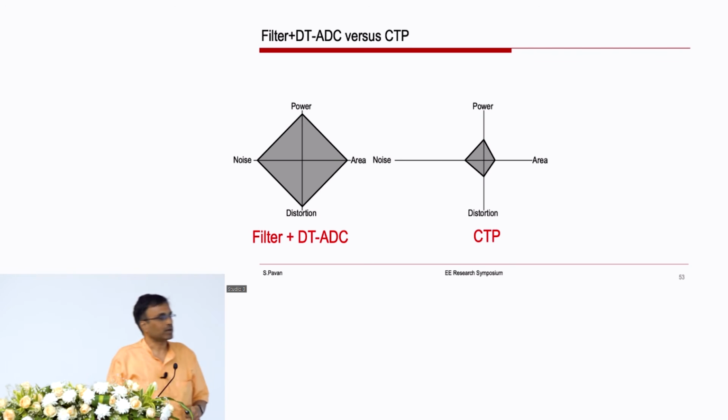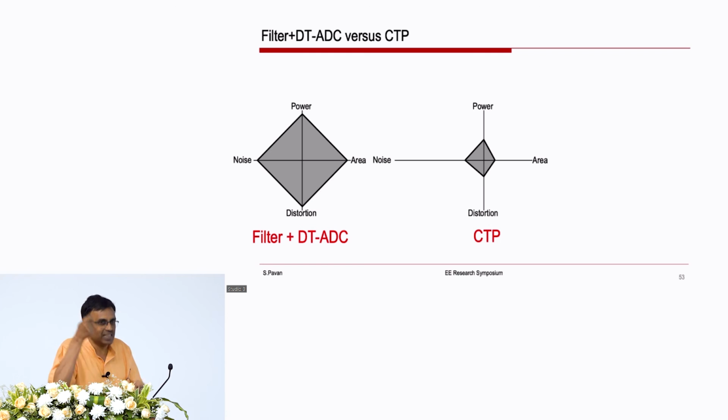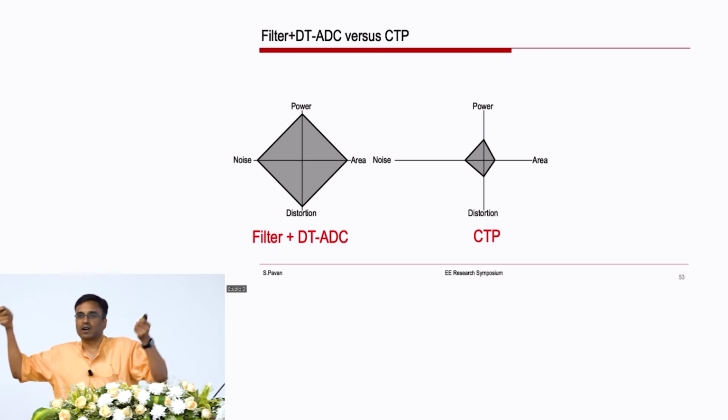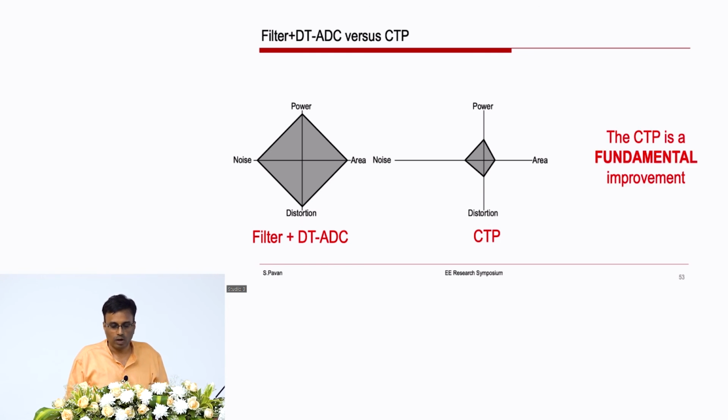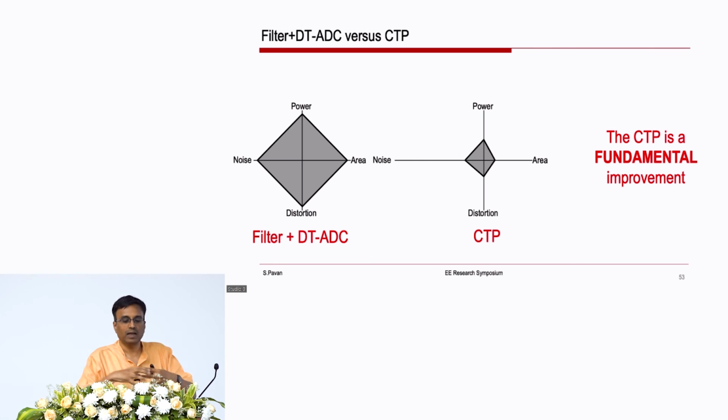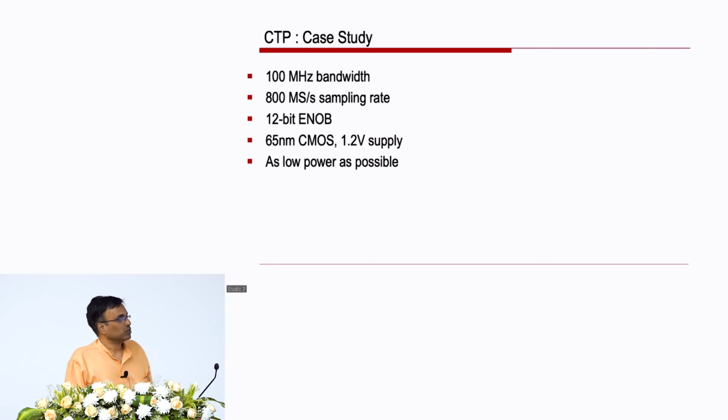So this is not merely, I change bias current by 2 microamperes and got like half a dB more distortion or less distortion, right? The continuous time pipeline is actually a fundamental improvement, which is brought about by combining filtering and A to D conversion in one block. So here, we built a converter in 65 nanometer CMOS with 100 megahertz bandwidth and 800 megahertz sampling rate.